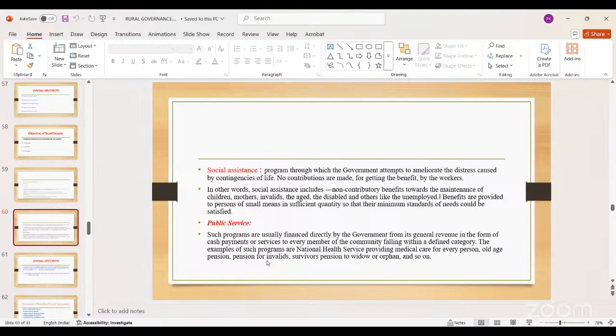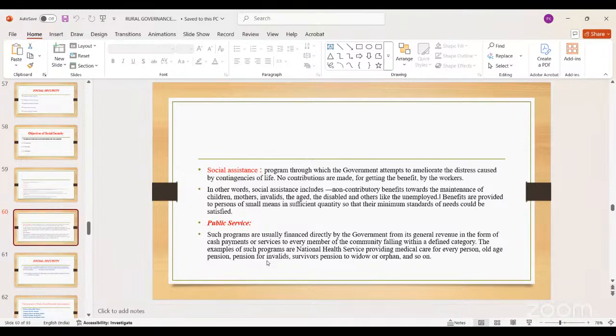This consists of some programs through which the government tries to reduce the distress caused by contingency. Okay, so it can be said that some maintenance benefits for children, mothers, old people, disabled, unemployed. So these are part of social assistance programs. Okay, here there is no need of contribution.